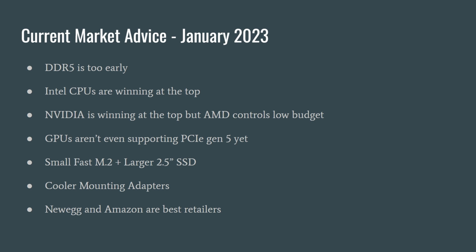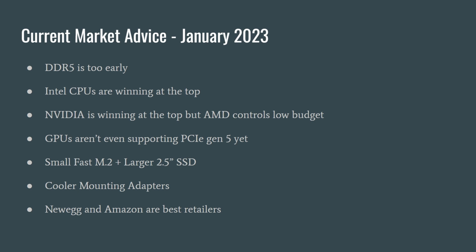That might be tough for people to hear, but I think it's too early. Mostly because currently, with our 5,000 megatransfer per second DDR5 sticks, their CAS latency is really high, and so their effective speed is really not that much faster than top-end DDR4 sticks, which have a lower speed but also a lower latency. So they have roughly the same effective speed.